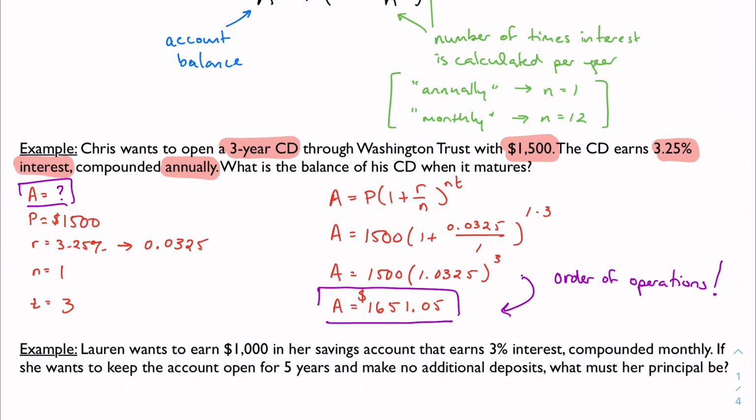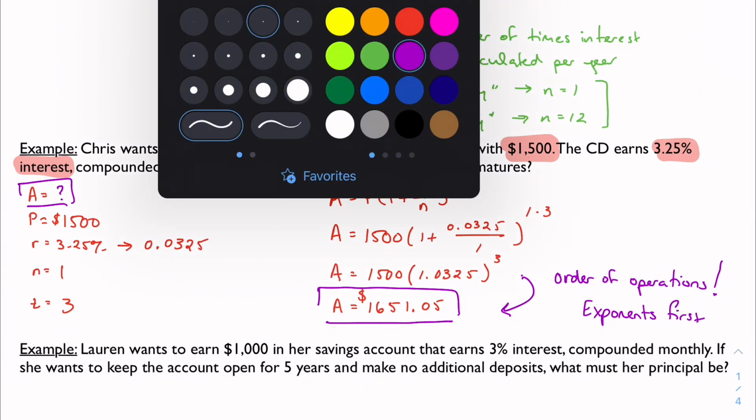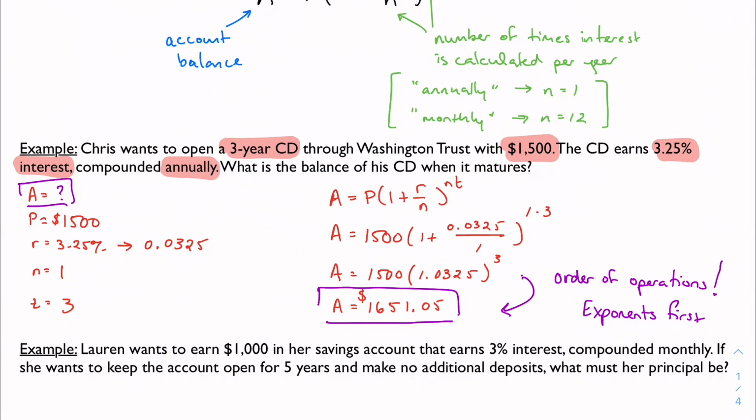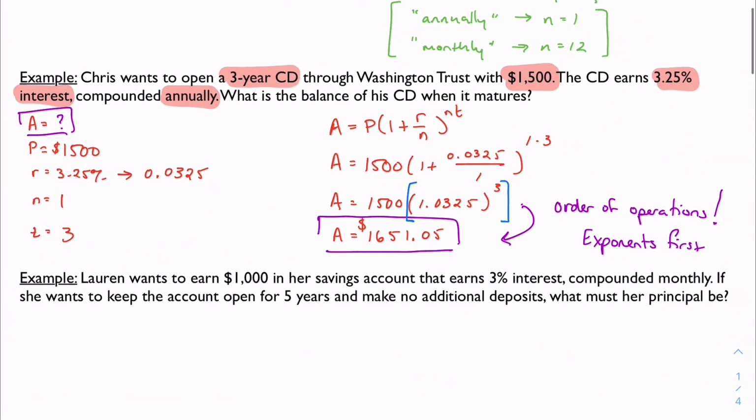Remember that your order of operations is exponents first. So I could never multiply the 1500 and the 1.0325 together. There's kind of an implicit set of parentheses here, right? So if you're ever stuck without your graphing calculator, you've got to do that exponent first. You've got to do that 1.0325 cubed first, and then multiply it by 1500. So be really, really careful with your order of operations.